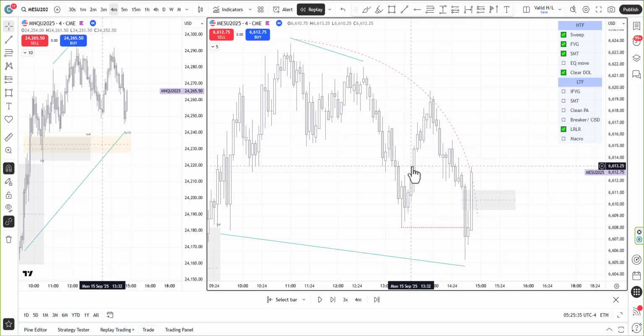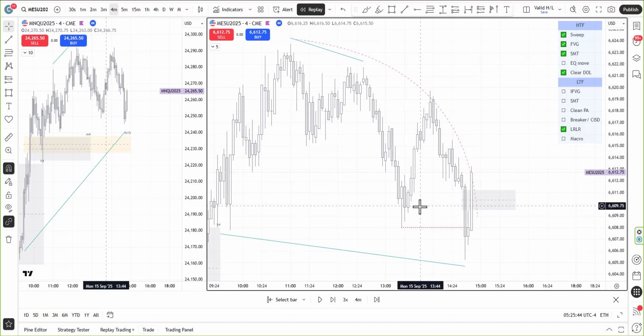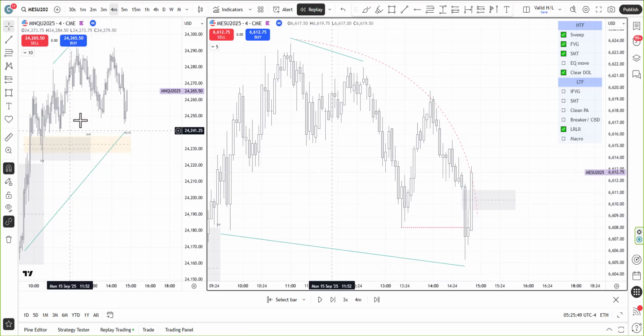Because this gap was a bit, I think this was okay, but it did not provide the higher time frame setup, because there was no sweep, etc. You could have traded this bearish, but let's just not deviate from the plan here.